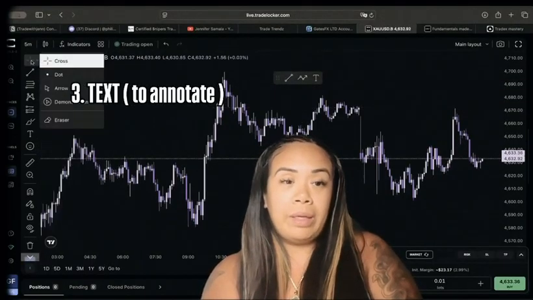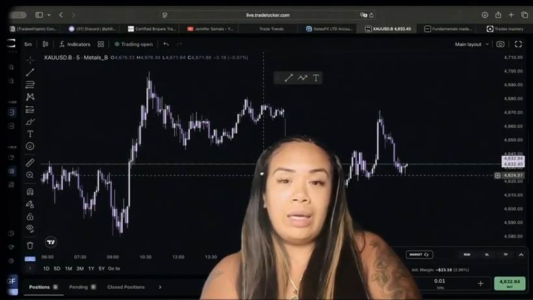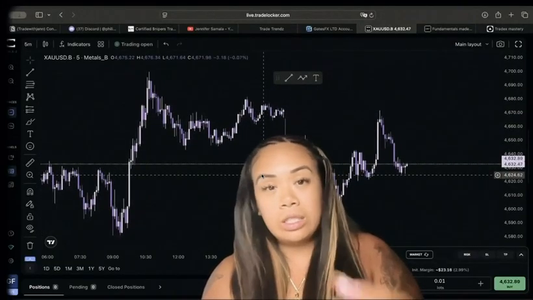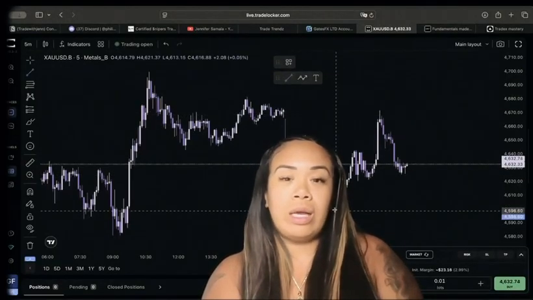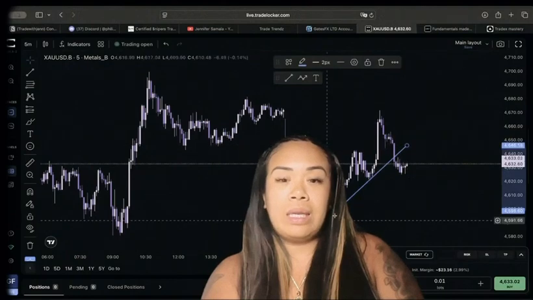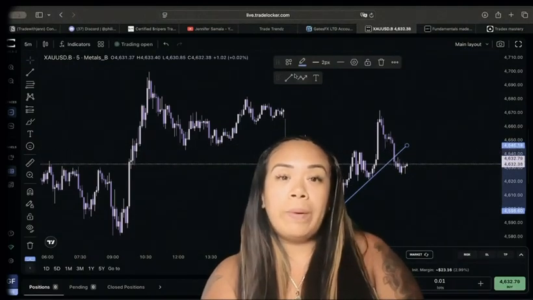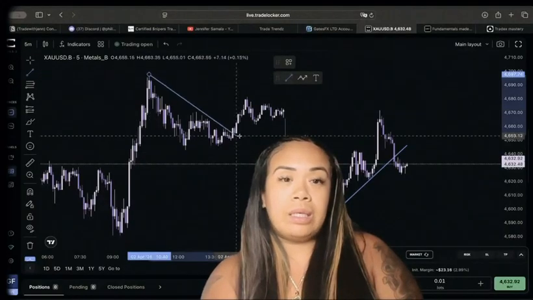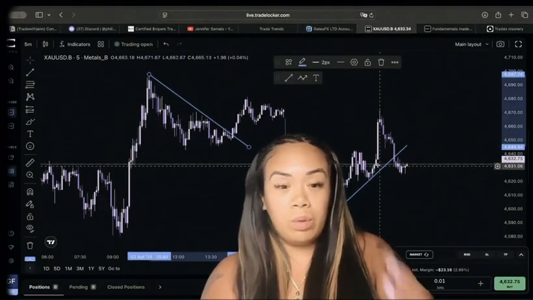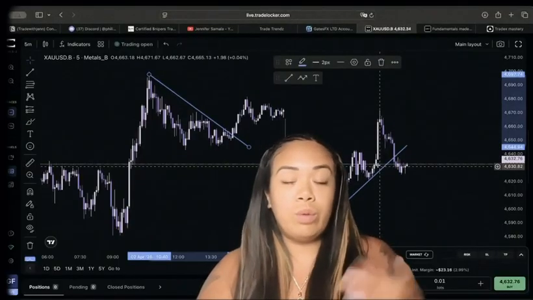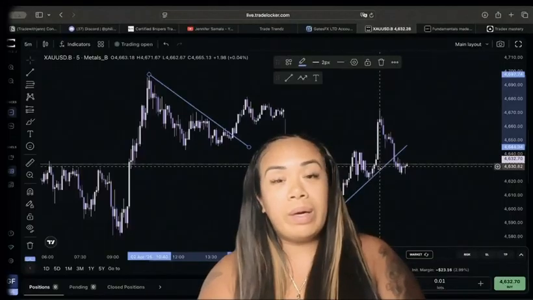Now, why did I pick those particular tools, guys? Whenever you're identifying market structure, the most important thing you must have is a trend line. Being able to connect candles, whether it's an uptrend or a downtrend, is one of the most essential things. First and foremost, you've got to learn how to identify when the market's going up or when the market's coming down.